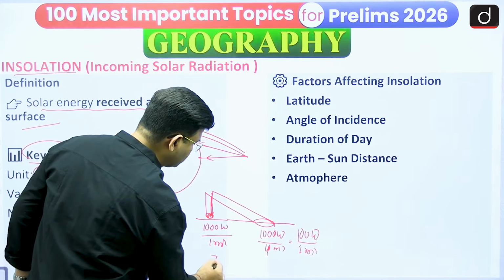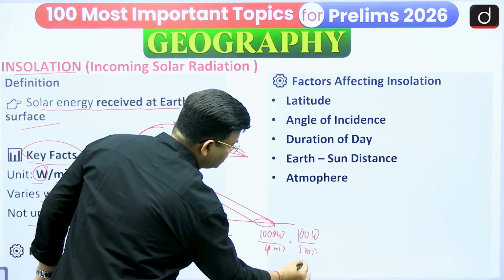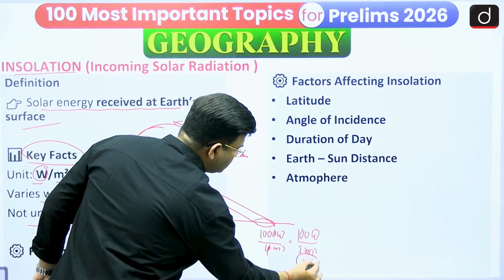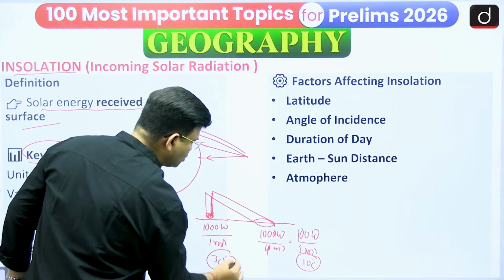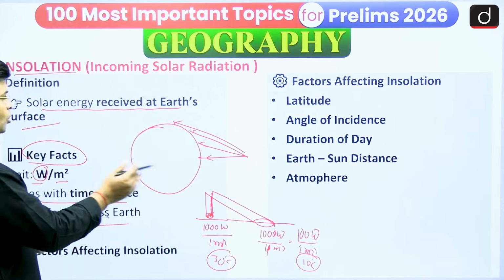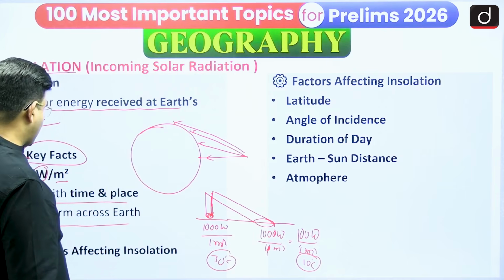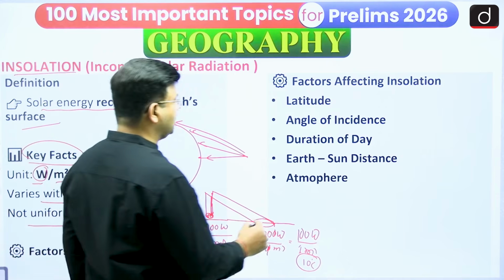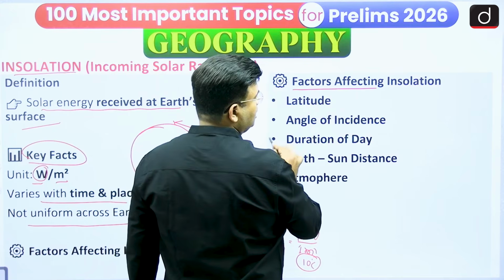Here the temperature will be 30 degrees Celsius, and there the temperature can be 10 degrees Celsius. So now you can say that the slanting of the heat, the insolation, is important. Now we have to see which are the factors affecting the insolation.